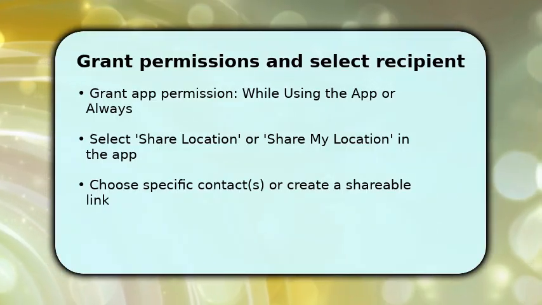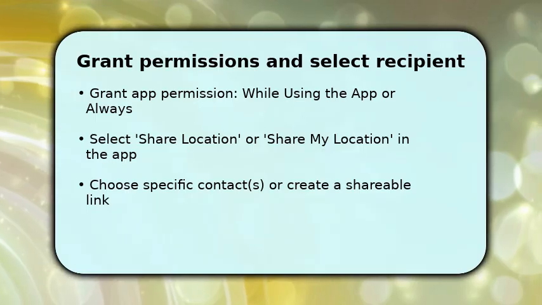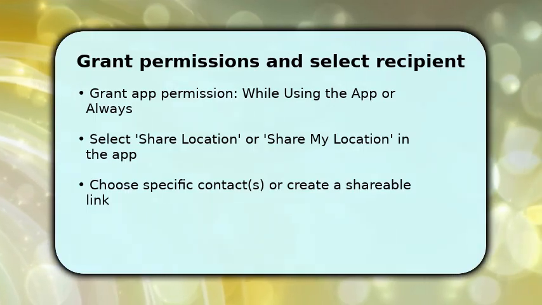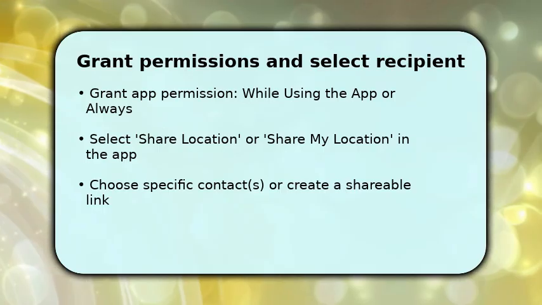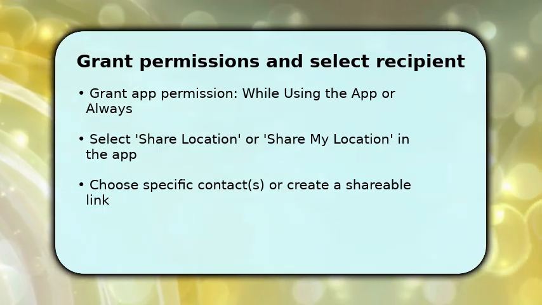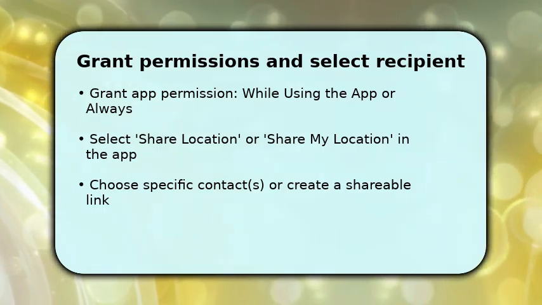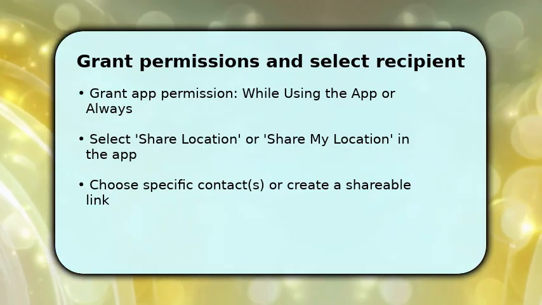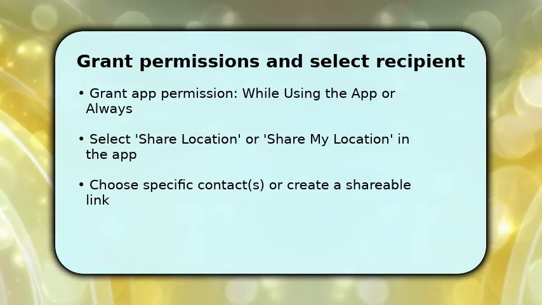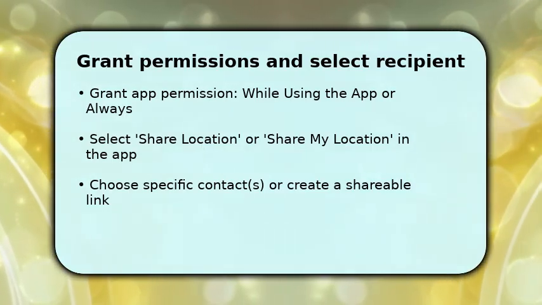Once permission is set, tap Share Location or Share My Location in the app interface. Then pick the contact from your list or create a shareable link if the recipient is not in your contacts. Make sure you select the correct contact and set the duration of sharing so you control when it stops.